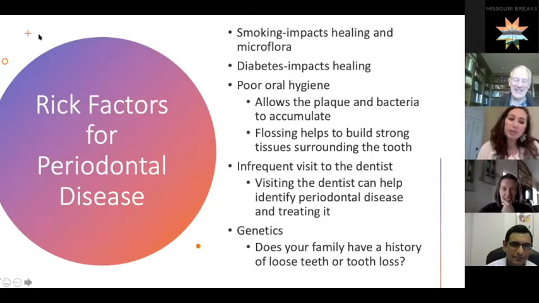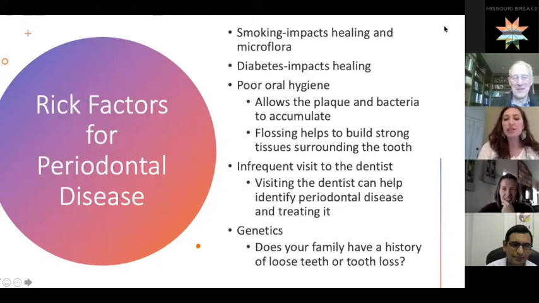So how do we get periodontal disease is the question. And there are some risk factors that are really shared with heart disease. Smoking really affects the different bacteria in your mouth and our natural microflora, so just all the little healthy bugs that we have in our oral cavity. And also it really impacts healing. So does diabetes, as well. It impacts our healing time and can increase our risk for gum disease.